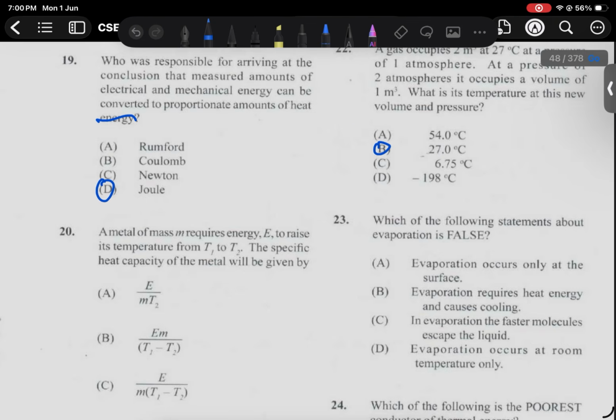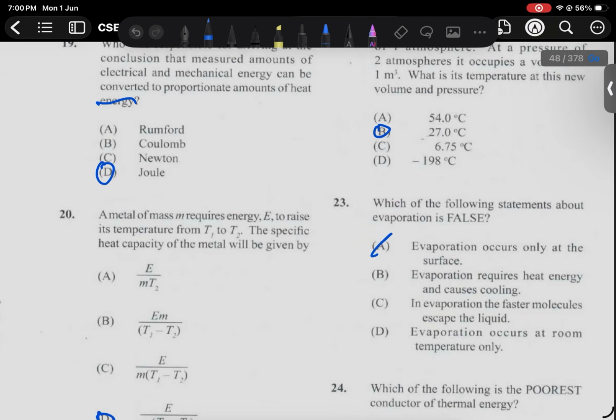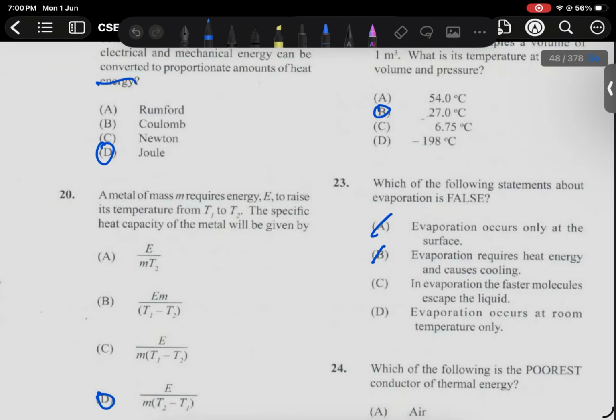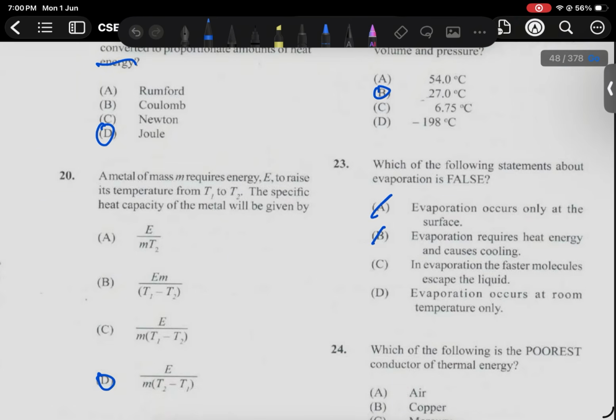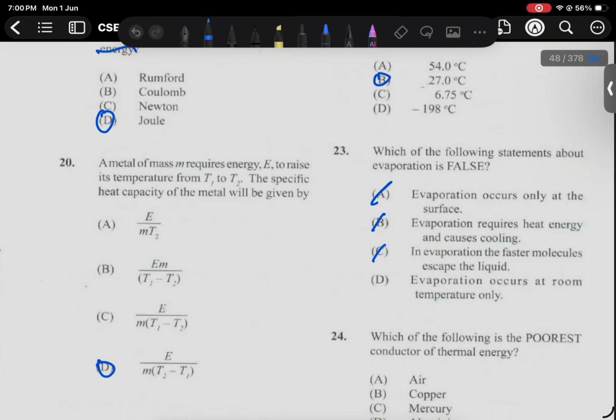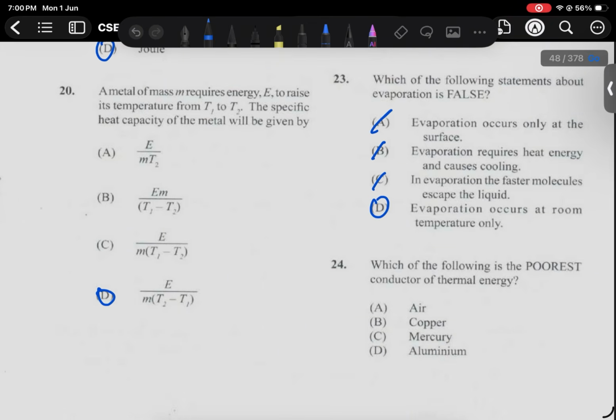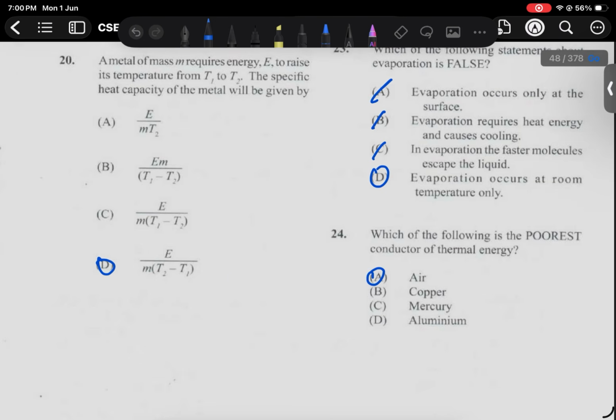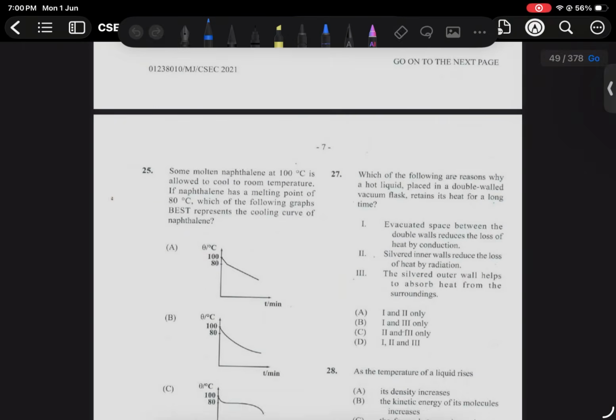Evaporation occurs only at the surface, that's true. Evaporation requires heat energy and causes cooling, that's true. In evaporation, faster molecules escape the liquid, true. Evaporation occurs at room temperature only, false, it occurs at any temperature. Which of the following is the poorest conductor of thermal energy? Air. All of these are good conductors.